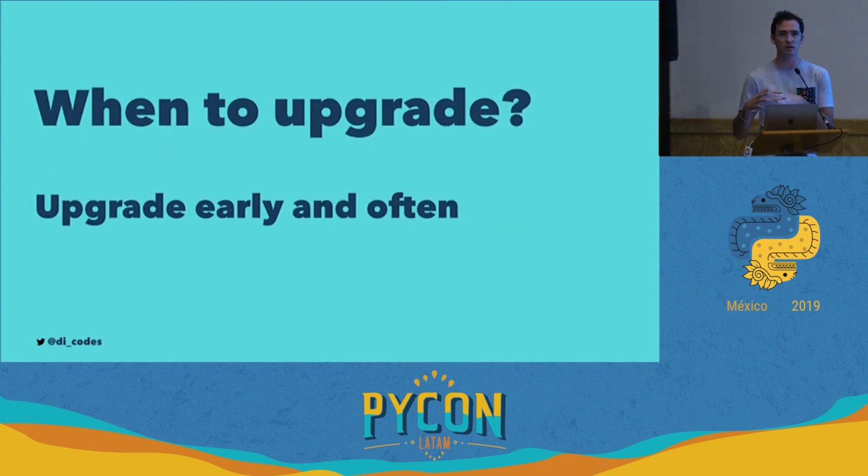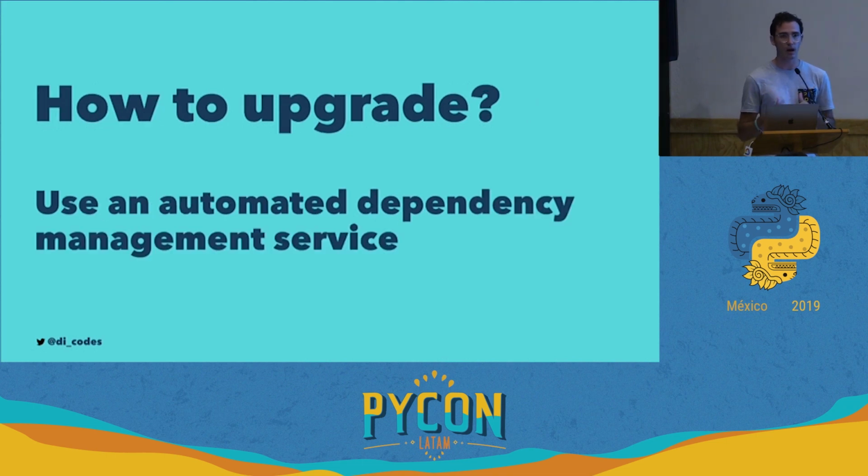You should upgrade your dependencies early and often. You should try to do it as soon as a new release comes out. You don't want to get behind. The way you should do it is with an automated dependency management service. You shouldn't ever have to go look at PyPI and say, oh, look, there's a new version, okay, I'm going to go edit this file. That's 2009. Don't do that.